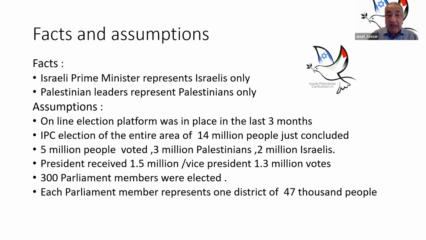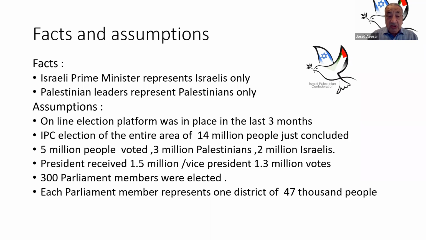First of all, that we had an online election that lasted 3 months and just ended. The online election was for 14 million people in Gaza, Jerusalem, the West Bank, and Israel. That was just concluded. You also have to assume that 5 million people voted: 3 million Palestinians and 2 million Israelis. 5 million out of the 14 million people voted.